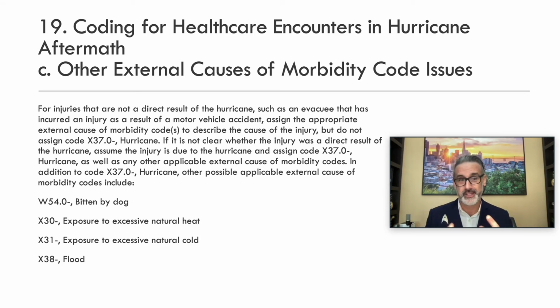And so if a patient is not injured during the hurricane itself, but is injured during the aftermath, so the time period after a hurricane, then we would not choose the appropriate X37 external cause code for hurricane. We would choose whatever other injuries, because the hurricane itself did not directly hurt the patient. It was something that happened after the hurricane.